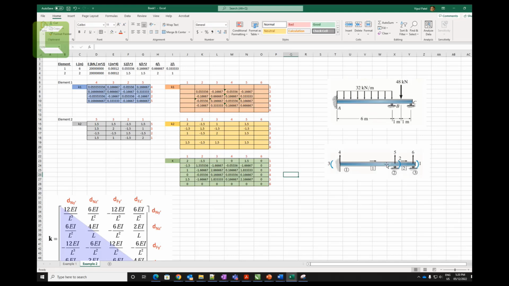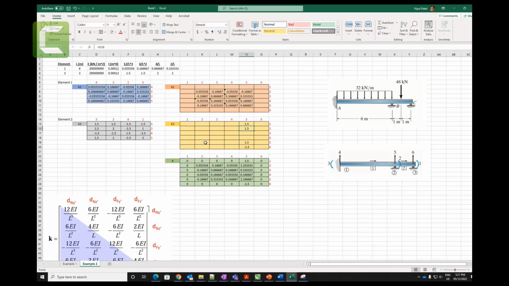Next one here is 5, 2, 6, 1. You can cancel all this and those numbers will automatically come here. So 5, 5, 5, 2, 5, 6, 5, 1.